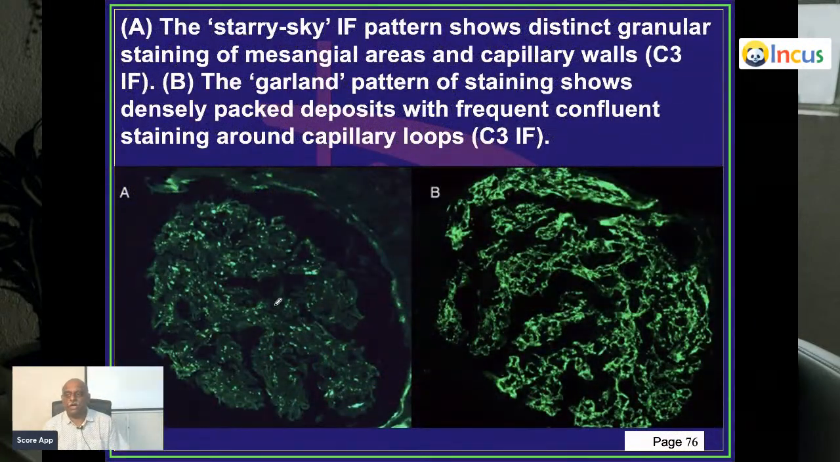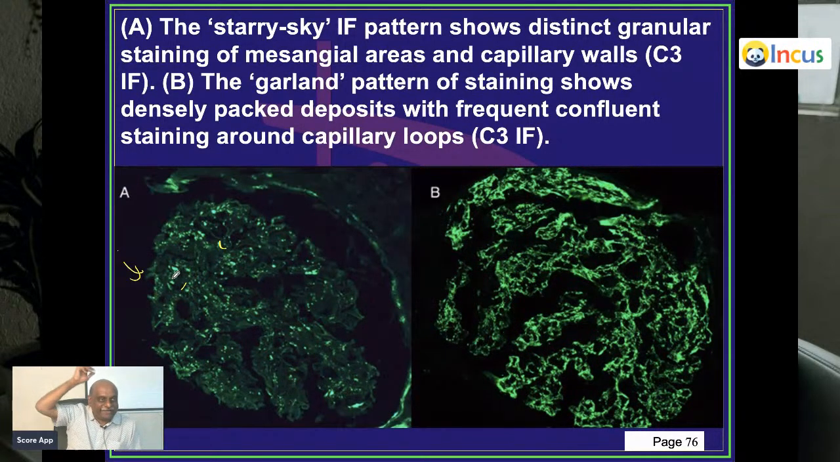This is also called starry sky appearance. A pathologist shows us the whole sky full of stars and teaches us pathology. Starry sky appearance, you are able to see, right?